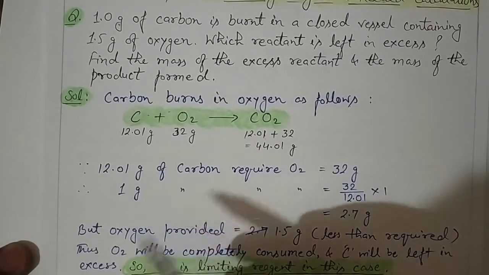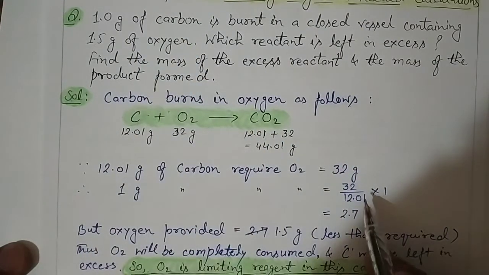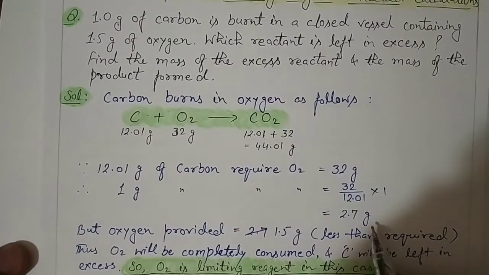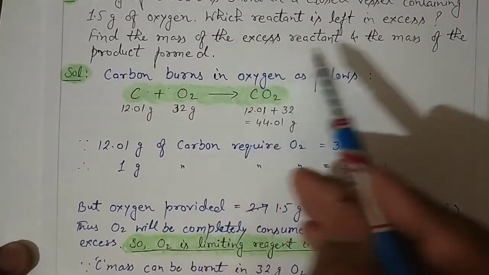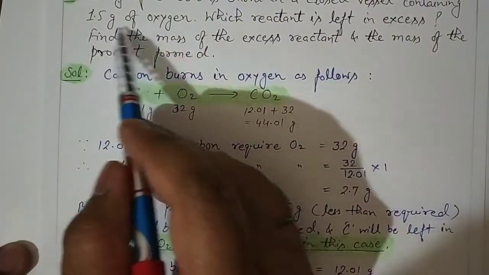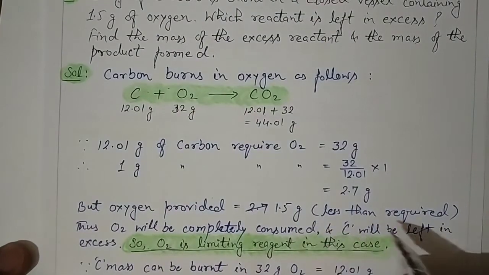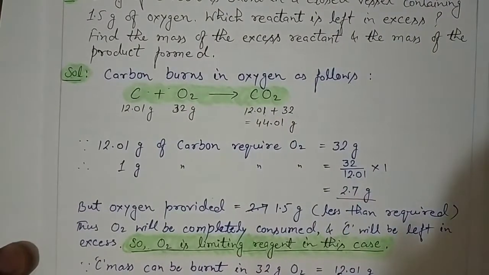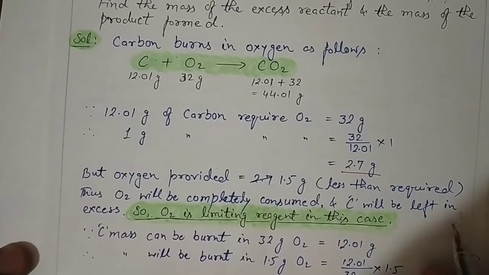So how much carbon do we have? That is only 1 gram. So 1 gram carbon requires 32 by 12.01 into 1 gram, that will be equal to 2.7 gram of oxygen. But the question data given was that only 1.5 gram of oxygen was given. So oxygen provided is only 1.5 gram, less than the required 2.7 gram oxygen. Thus oxygen will be completely consumed and carbon will be left in excess.